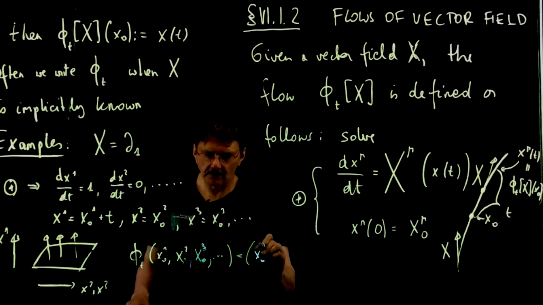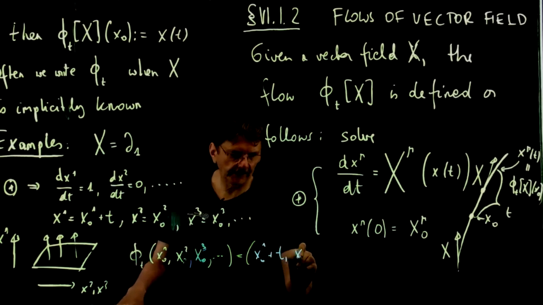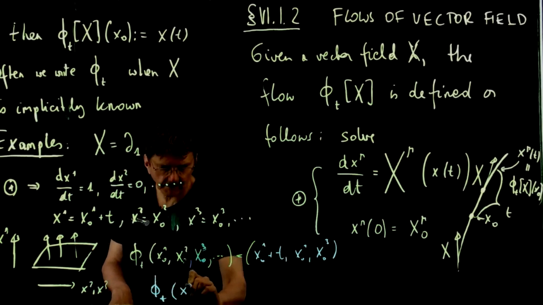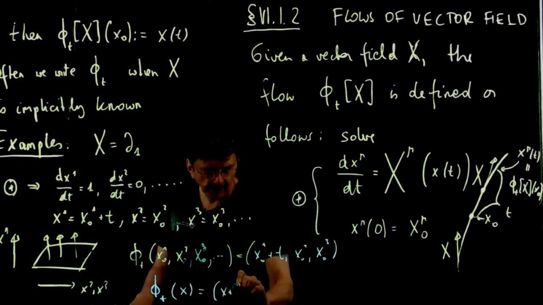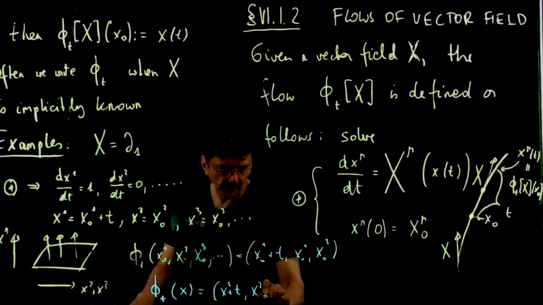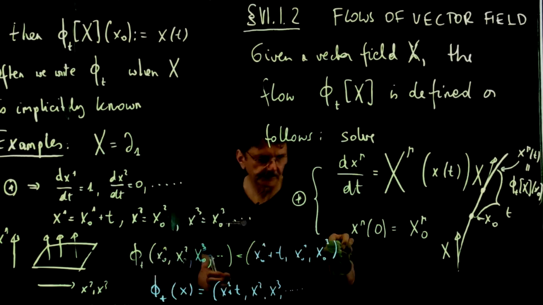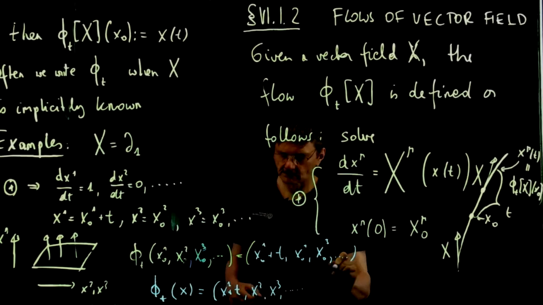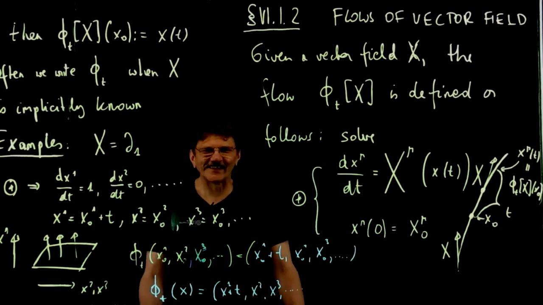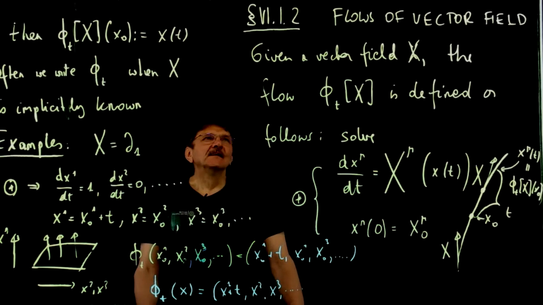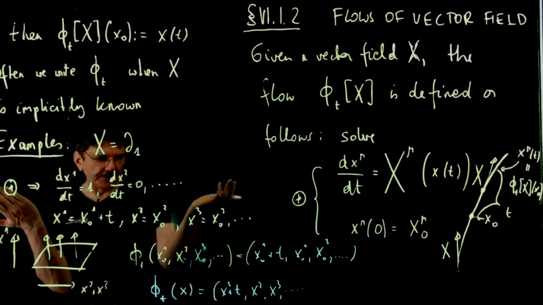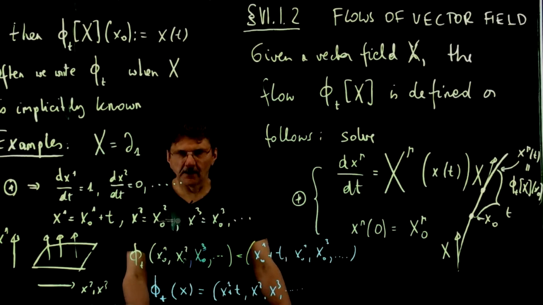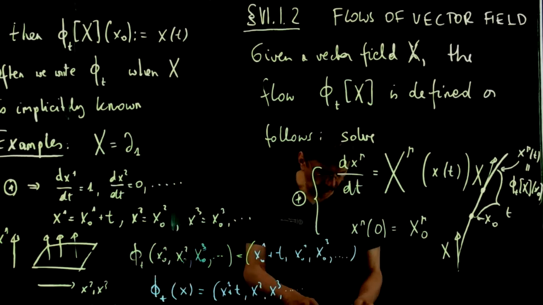So this is x_0^1 plus t, x_0^2, x_0^3. So in other words, if I just write phi_t of x, it would be x^1 plus t, x^2, x^3, and so forth. All right, so a very simple example. This one we can actually solve explicitly. Good. So the flow is this family of maps parametrized by a parameter t, which are obtained in the way described here. So let's do another example.